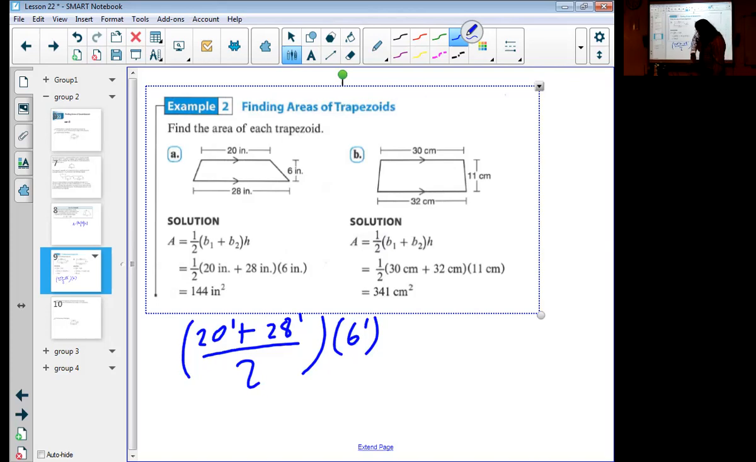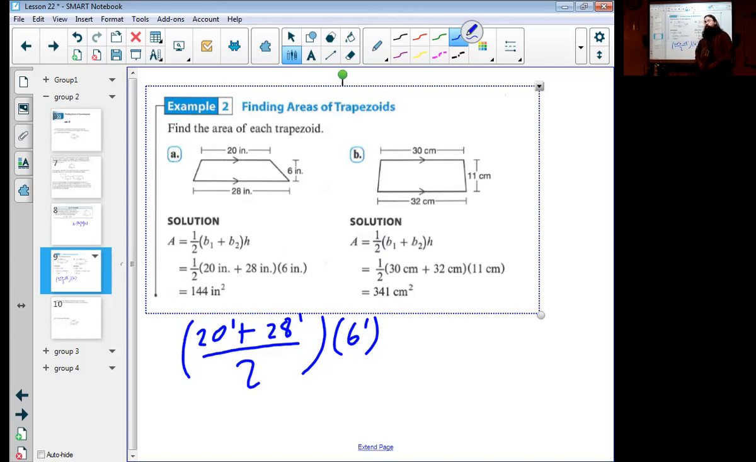So here we have our grouping symbol. It says 20 inches plus 28 inches divided by 2. So now we have this grouping symbol, where the 20 plus the 28 is on top. So we look for multiplication.